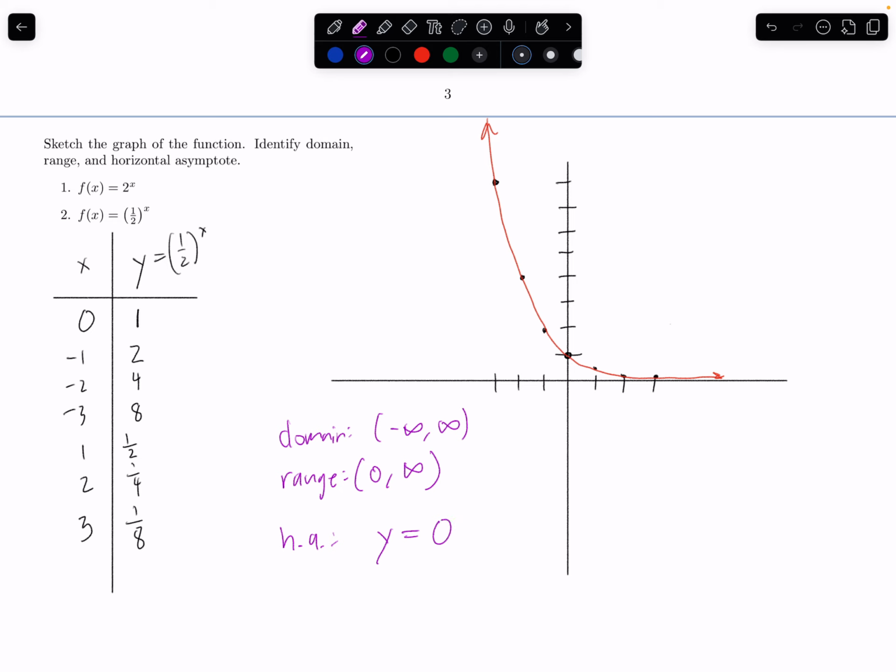So we've kind of seen another extra fact, right? The typical exponential function of the form f of x equals a to the x also is going to have a horizontal asymptote at y equal to 0. And then the domain and range is always going to be that same thing. Negative infinity to positive infinity for the domain and 0 to infinity for the range.